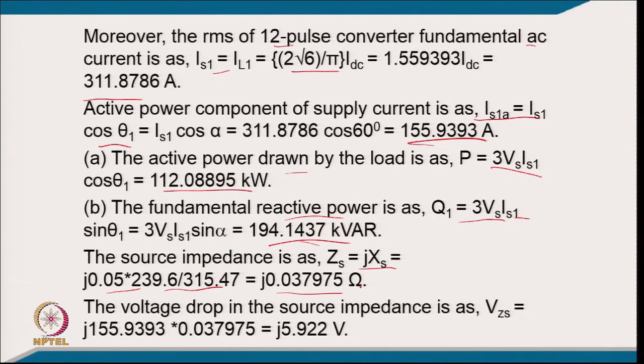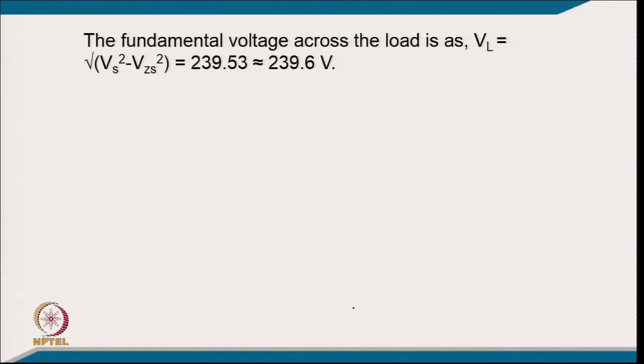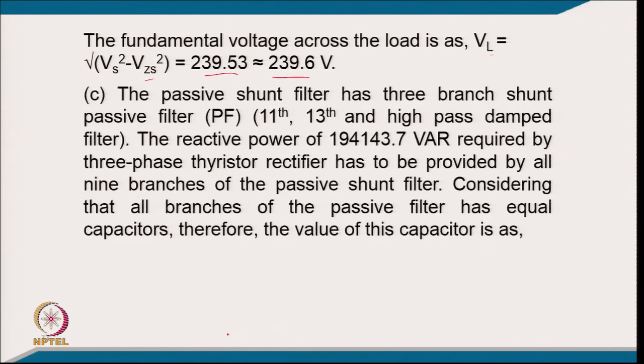0.037975 ohm. The voltage drop across the source impedance is the source impedance multiplied by the current, so it comes to j5.922 volt, and the fundamental voltage across the load will be VL equal to the square root of Vs square minus the drop square, so it comes to 239.53, that is 239.6 volt.